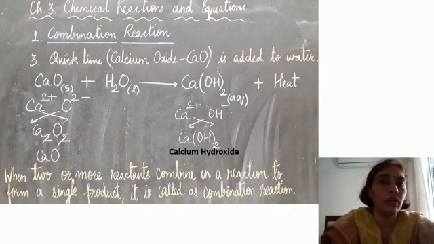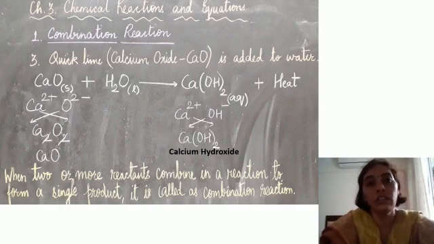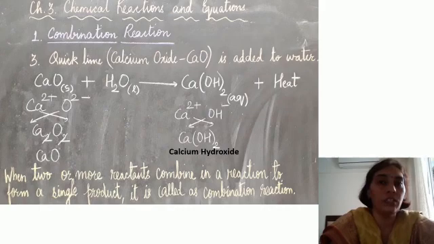By now you must have understood what can be the definition of combination reaction. That is when two or more reactants in a reaction combine to form a single product, it is called a combination reaction. I hope you are writing down all the equations simultaneously, and towards the end you will write down the definition. So we now move to the next type of reaction, that is decomposition reaction.